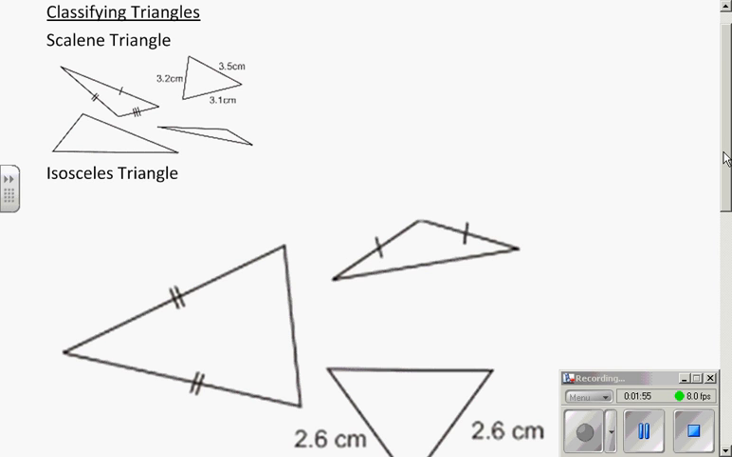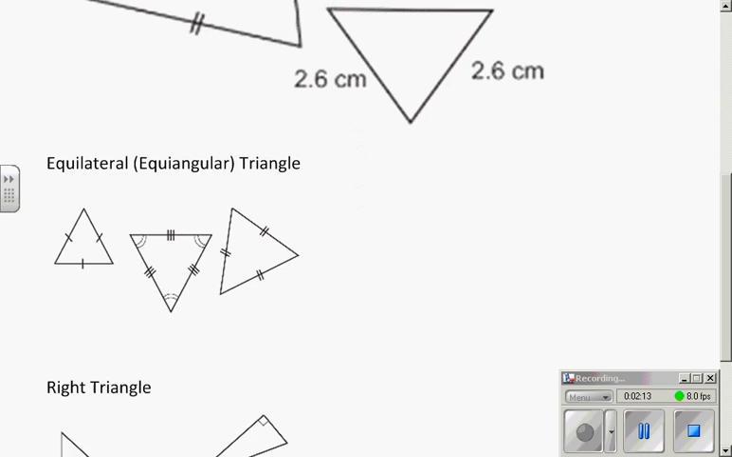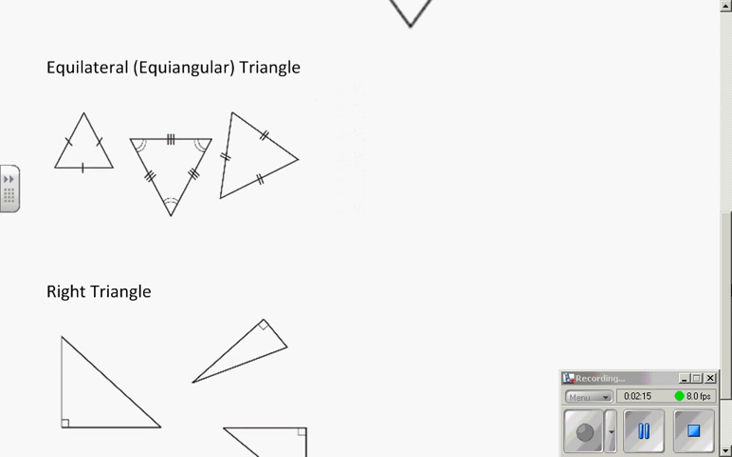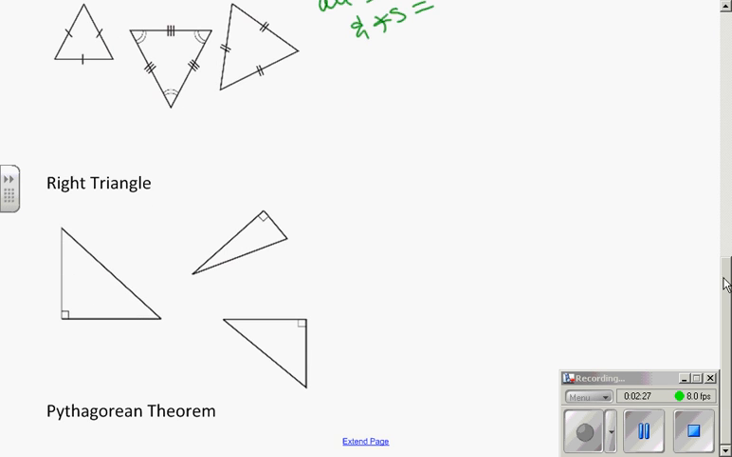These are also terms that may be review to you. A scalene triangle has no equal sides. All three are different. An isosceles triangle has at least 2 equal sides. And you can see that with the hash marks. An equilateral or equiangular triangle has all 3 sides and angles equal. All the angles would be 60 because they're equal.